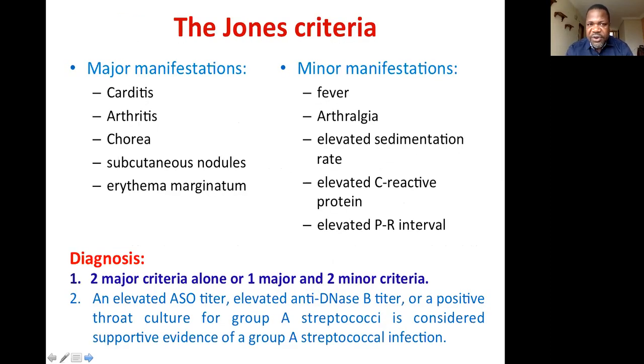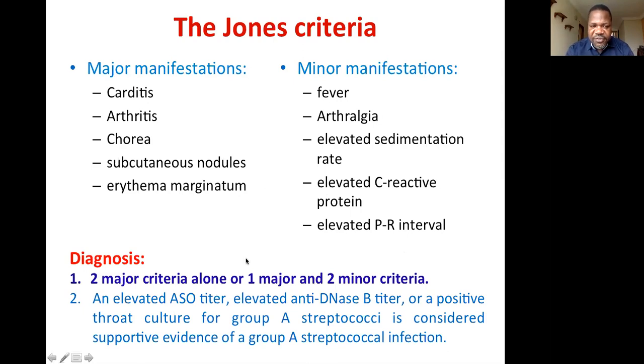Now, how do we diagnose rheumatic fever? We use what we call the Jones criteria. So we have 5 major criteria: carditis, arthritis, chorea, subcutaneous nodule, and what we call erythema marginatum. So those are the major criteria, and we have minor criteria like fever, arthralgia, elevated sedimentation rate or C-reactive protein, and prolonged PR interval when you do an ECG.